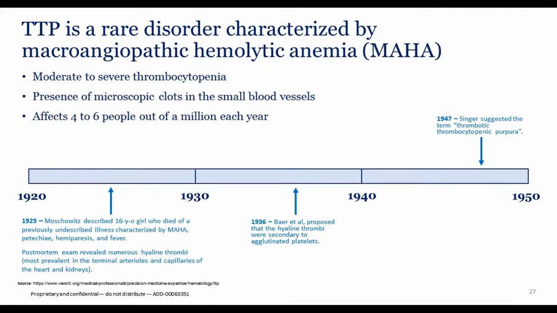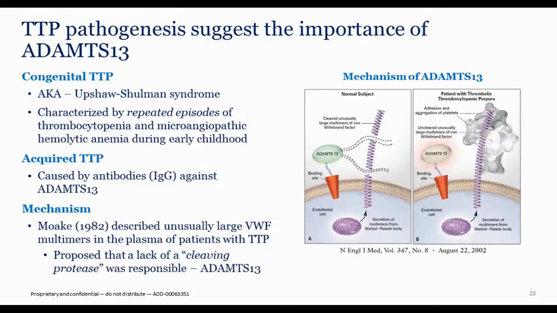About 11 years later, Baehr and co-workers described the hyaline thrombi and suggested that it consisted of agglutinated platelets. And then 11 years later, Singer and co-workers suggested the term thrombotic thrombocytopenic purpura. So TTP, let's look at the pathogenesis of it just a little bit. We know that we can have what's called a congenital TTP. This is also called the Upshaw-Schulman syndrome, and this is characterized by repeated episodes of thrombocytopenia and microangiopathic hemolytic anemia that begins during childhood.